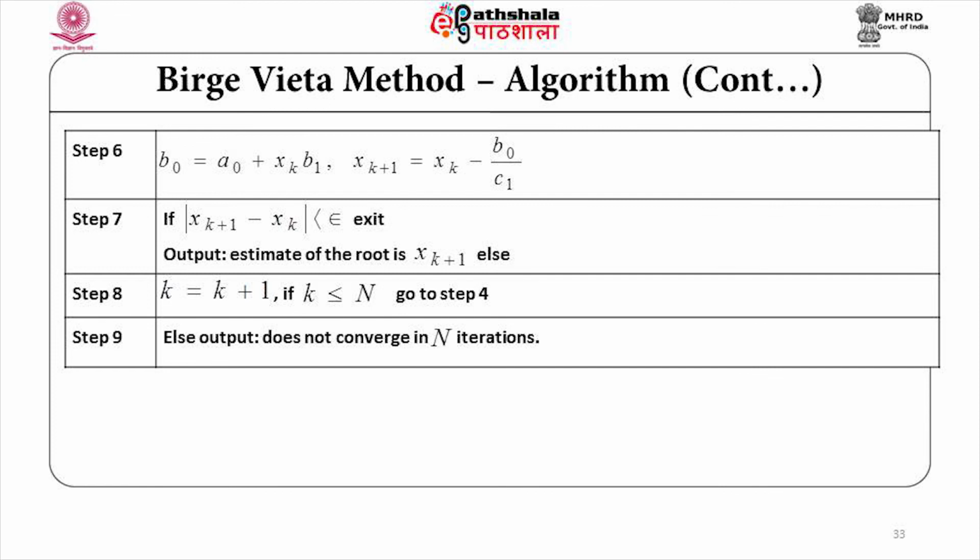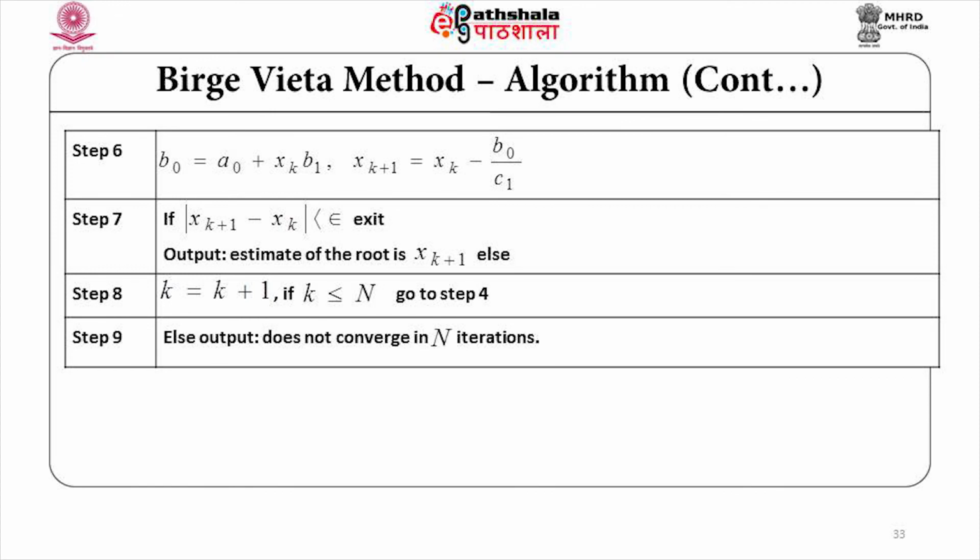So, if the absolute value of xk plus 1 minus xk is less than epsilon tolerance, we will exit, and the estimate of the root will be the most recent value given by xk plus 1. Otherwise, we will increment the counter and go on. If we reach the root, fine. If we do not reach the root within our desired number of n iterations, then we will exit with the message that the method does not converge with n iterations.